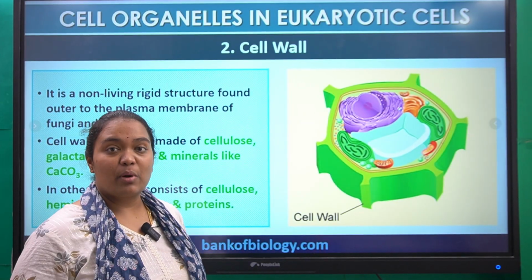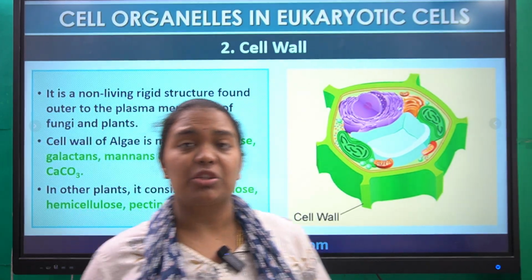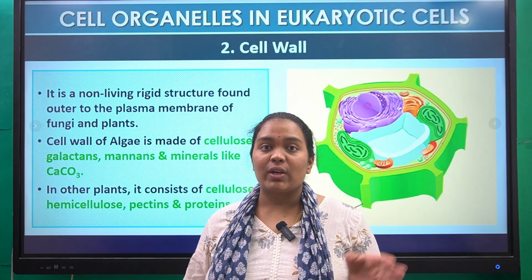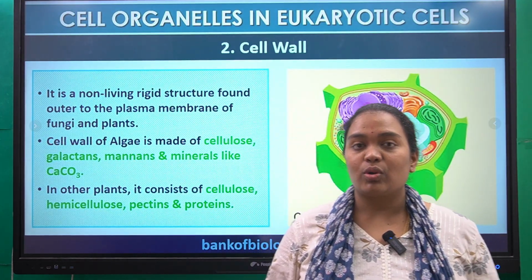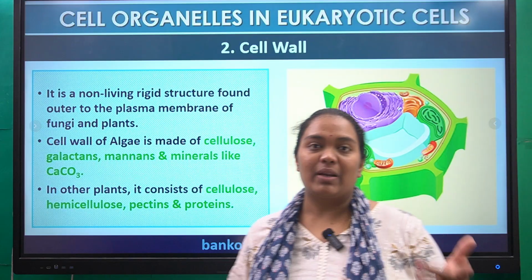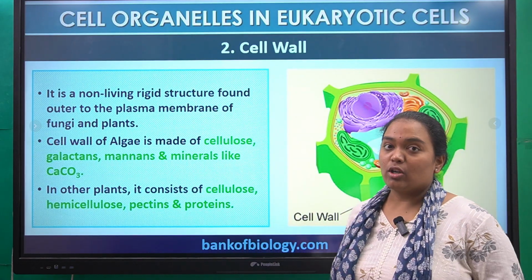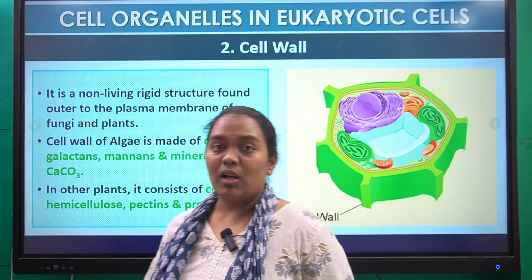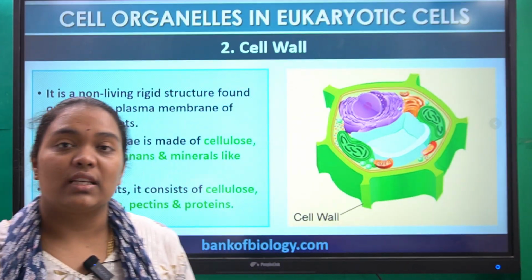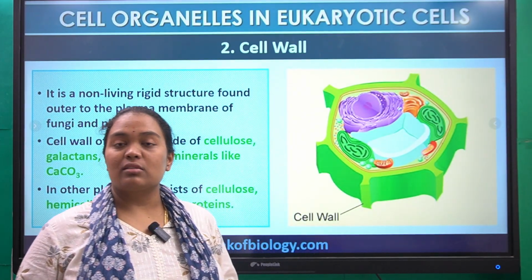Till now we have read about the prokaryotic cell and we continued with the cell membrane of a eukaryotic cell, which has a true nuclear membrane and membrane-bound organelles. In that we are talking about the cell wall. Cell wall is a characteristic feature of plants and also some fungi.